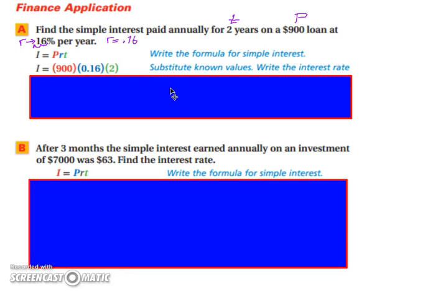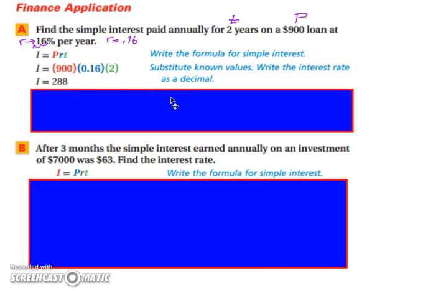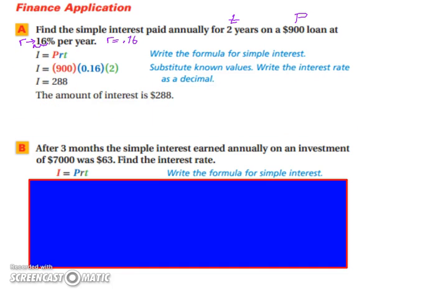And simply multiply it all out. And that will give you $288. So the amount of interest you're paying extra after borrowing $900, you're going to be paying an extra $288. It's your fee for borrowing money. Okay, let's look at B.